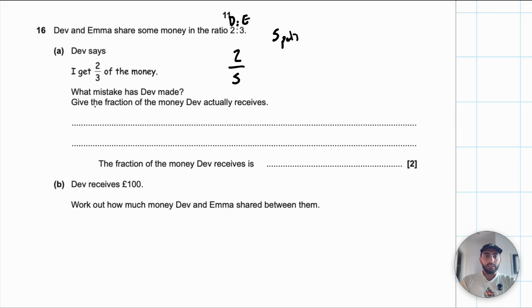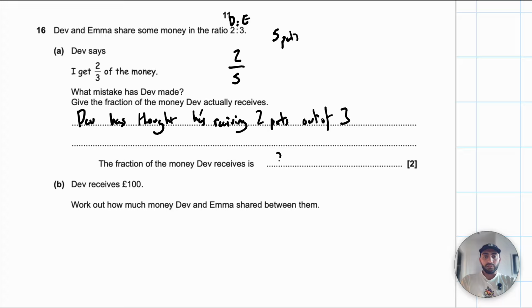What mistake has Dev made? Give the fraction of money Dev actually receives. So Dev has thought he's receiving 2 parts out of 3, but it's actually 2 parts out of 5. The fraction of the money Dev receives is 2/5. Part B, Dev receives £100.